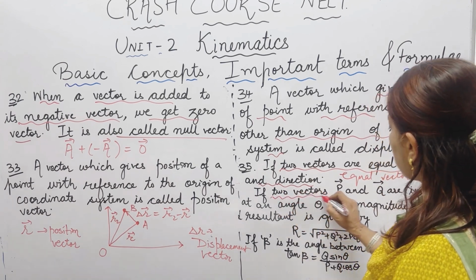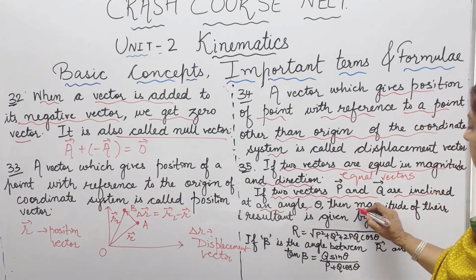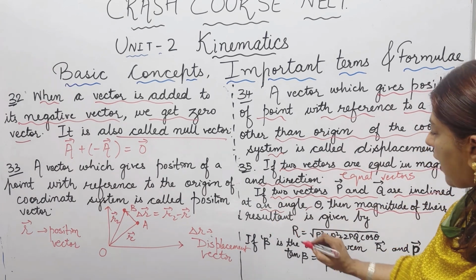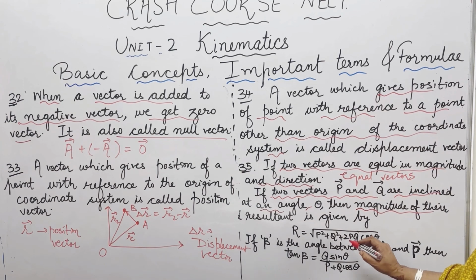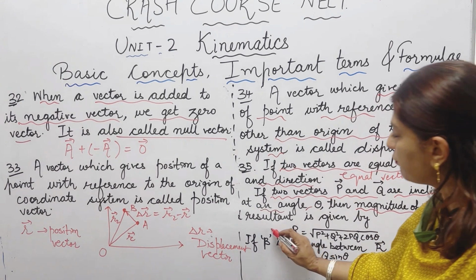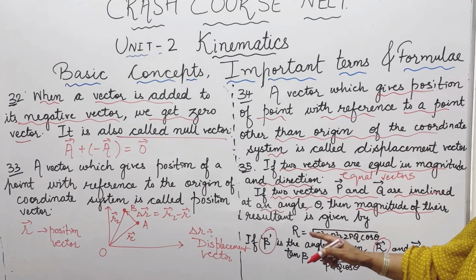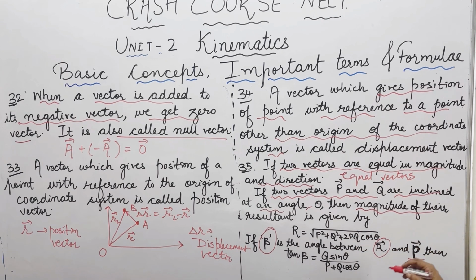The next is, if two vectors are equal in magnitude and direction, they are called equal vectors. Next, if two vectors p and q are inclined at an angle theta, then the magnitude of the resultant r is given by the square root of p square plus q square plus 2pq cos of the angle between them, that is theta. If beta is the angle between the resultant and one of the vectors, say p, then tan beta is given by the formula q sin theta upon p plus q cos theta. In case this beta angle is between r and q, then the values of p and q will be interchanged in the formula.